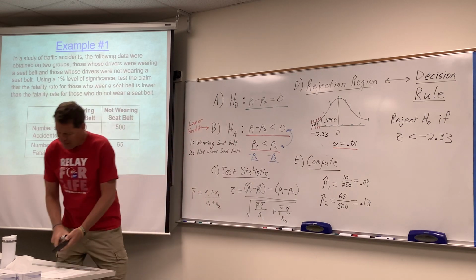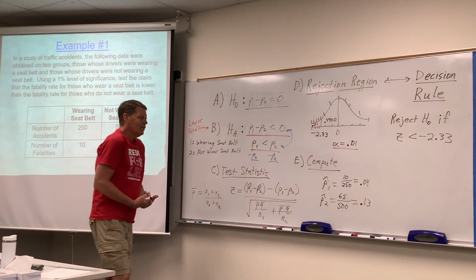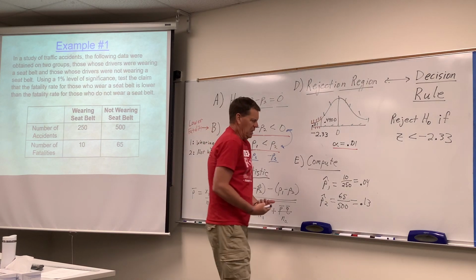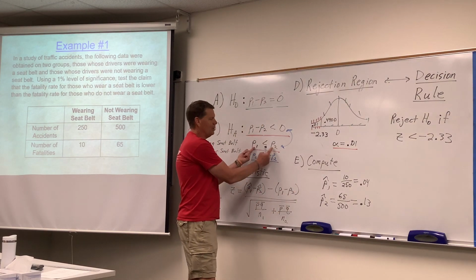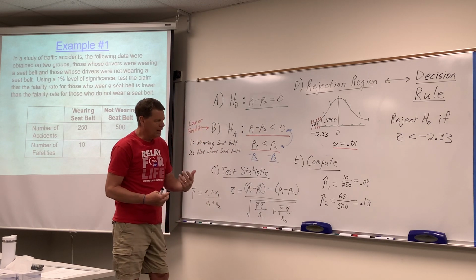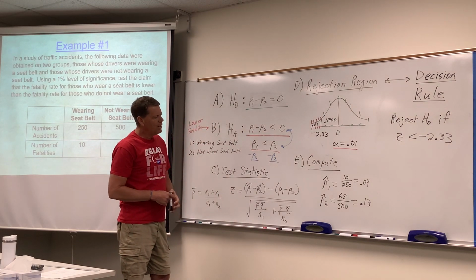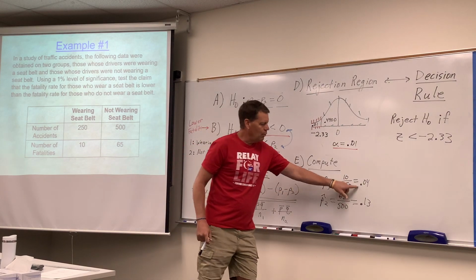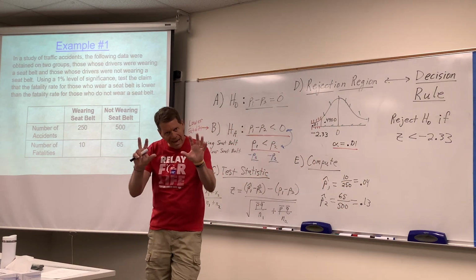Now look, doesn't 4% look lower than 13%? Of course it does. It looks lower. But a statistician doesn't just say, well, yeah, that's lower, case closed. That's sample data. You can't just make the leap to population just based on one sample. But it is pretty compelling that that fatality rate looks lower than that one for those two samples.